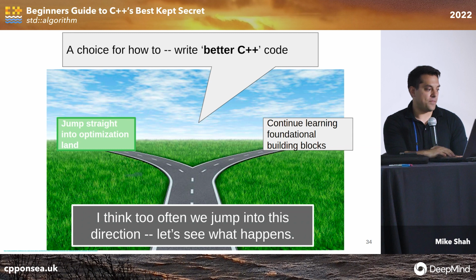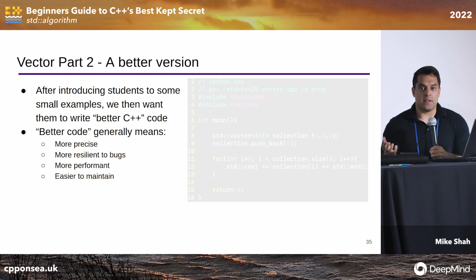And again, what I think is better code often has these qualities. Not all of these qualities, again, depending on your domain, but usually we have code that's more precise in what we're trying to say, more resilient to bugs, perhaps, more performant, again, on this route, and hopefully easier to maintain or reason about. Okay, so same example that we had before, but I want to go ahead and improve it.